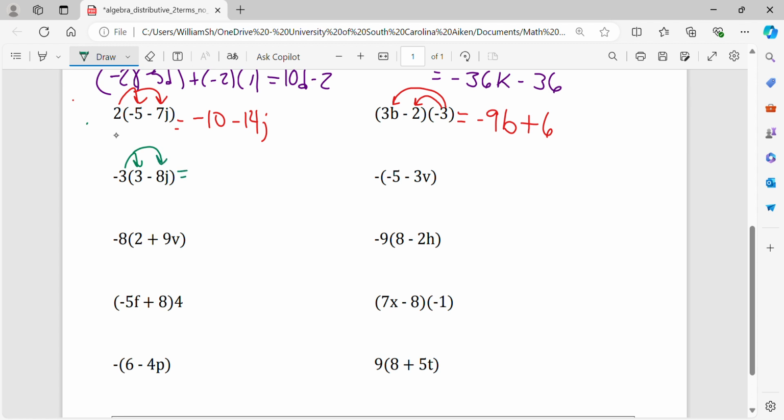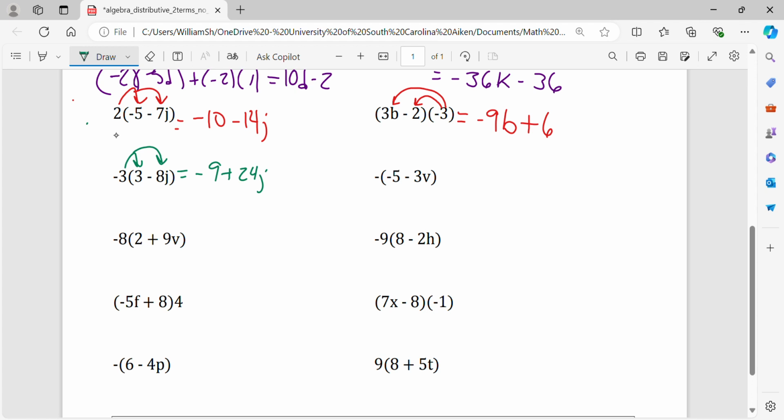I'm going to distribute the -3 to both of these terms. -3 times 3 is -9. -3 times -8 is +24j. All right? Now, this is a little different. I've got negative parentheses -5 minus 3v.